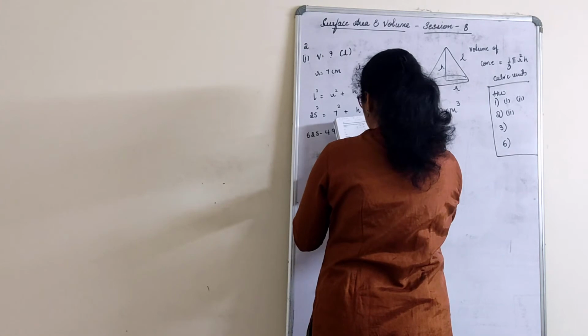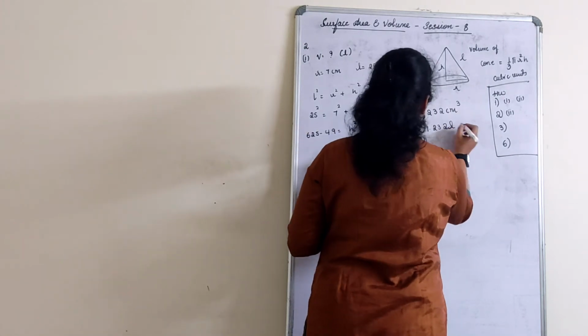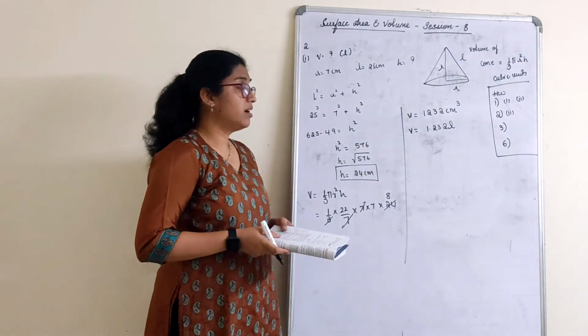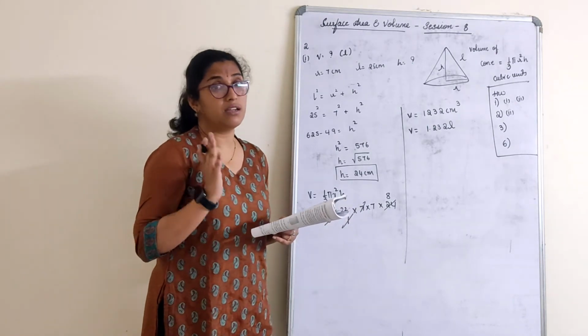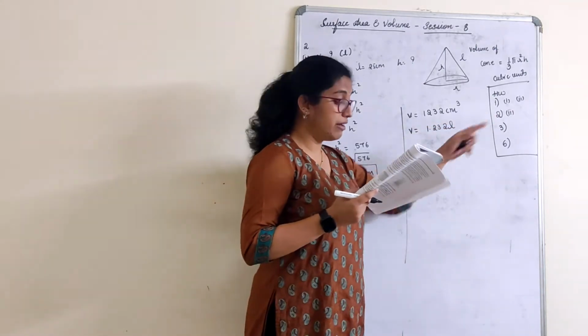They have asked in the question to find the capacity in liters. So volume in liters will be 1.232 liters. You divide that by 1000. Conversion you already know, meter cube to liter or centimeter cube to liter, how you have to do it. Okay, that's why I have marked the second one for homework.